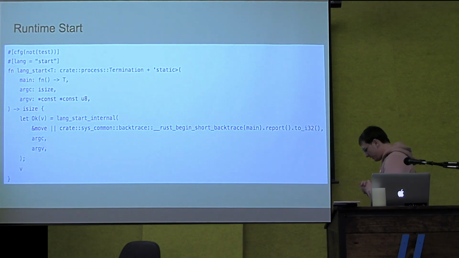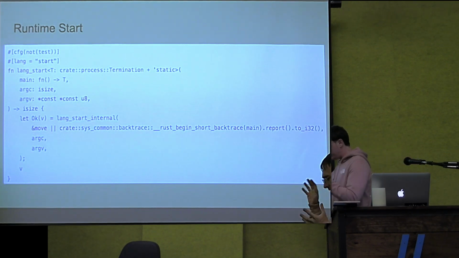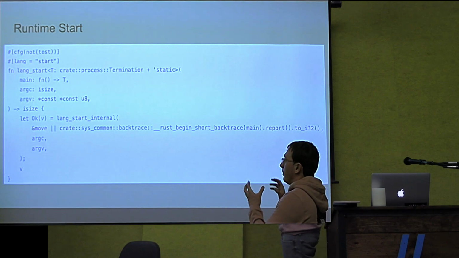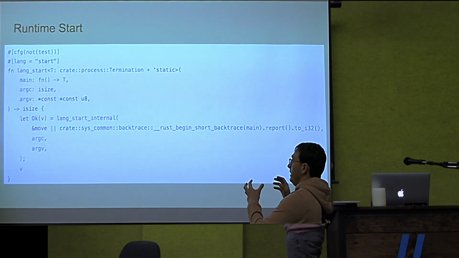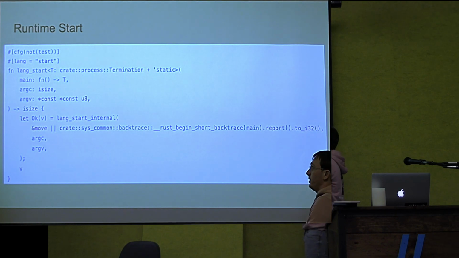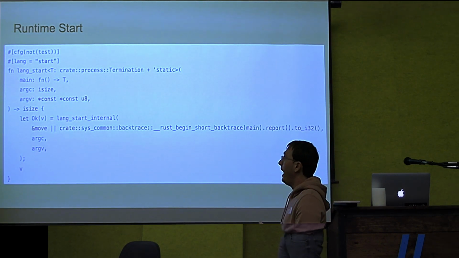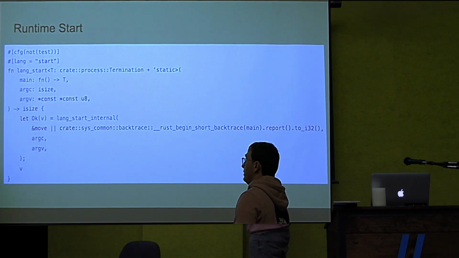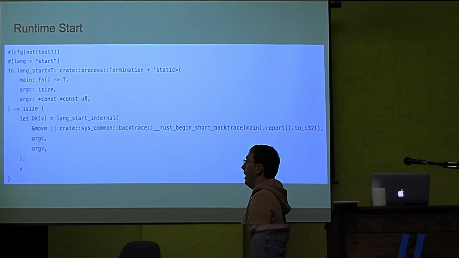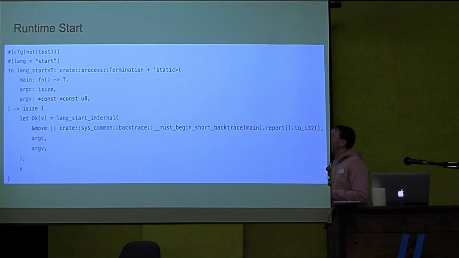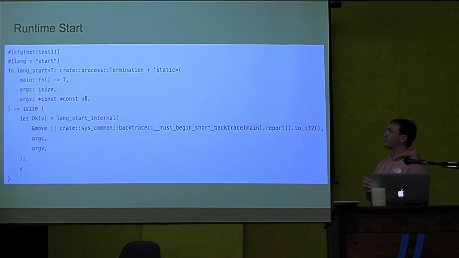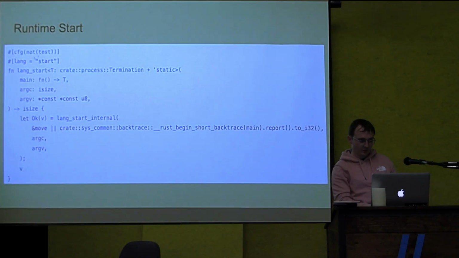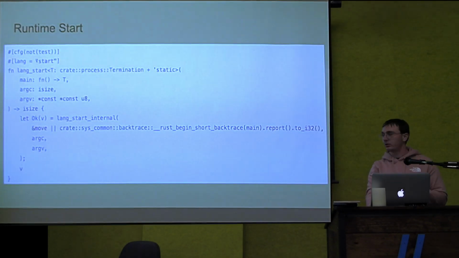So this is where things start getting a little bit weird. This is actually where the runtime itself has its entry point. So how do we know that this is the entry point, the part that runs before main itself? Specifically, this is defined by the lang item up at the top here, which we'll discuss in a slide or two.